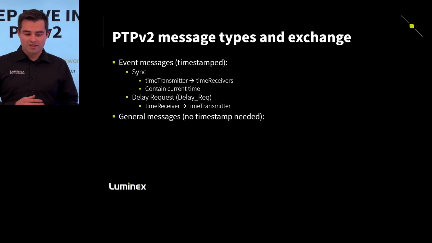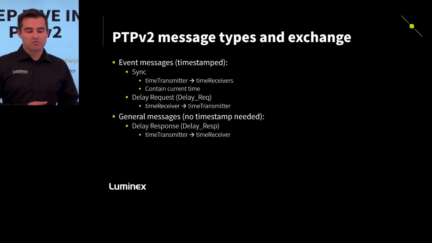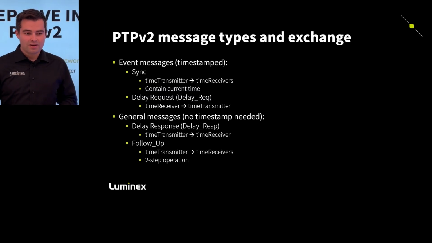There are also general messages. The exact timing is less important, so they don't have to be time-stamped. The first is a delay response. It's a response from the time transmitter to a delay request. And of course, that goes from the time transmitter back to the time receiver. In a two-step operation mode, and we will see in a minute what that means, there will also be follow-up messages. Follow-up messages come after a sync, and they also go from the time transmitter to the time receiver. We will see later on why follow-up, or the two-step operation, is sometimes used.